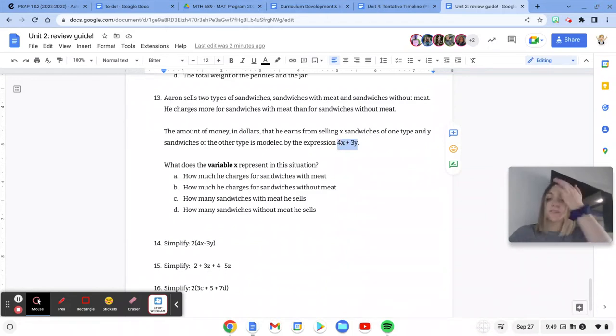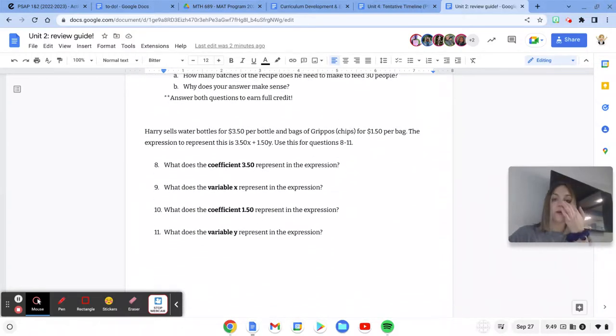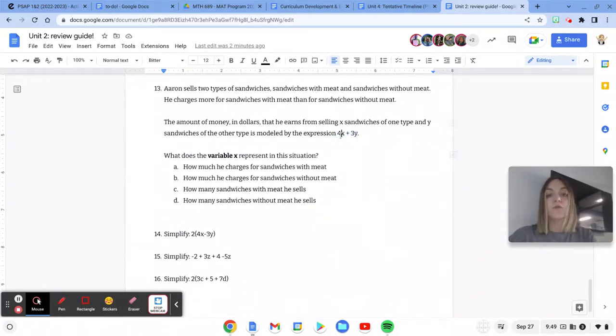Now, every other time we've seen an expression, we know that the coefficients typically tell us something about how much each item costs. Just like when we went up here with the water bottles and the Grippos bags, the coefficients told us how much money he sells each item for. So $4 and $3 are going to be how much he sells the sandwiches for. Okay, awesome. And I know that the $4 here is going to be the sandwiches with meat because it says he charges more for sandwiches with meat. And $3 is going to be sandwiches without meat because he charges less for sandwiches without meat.